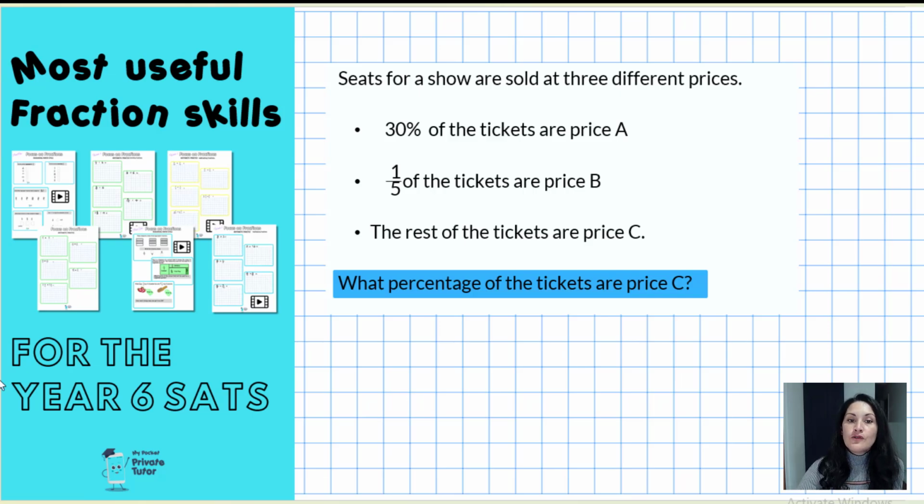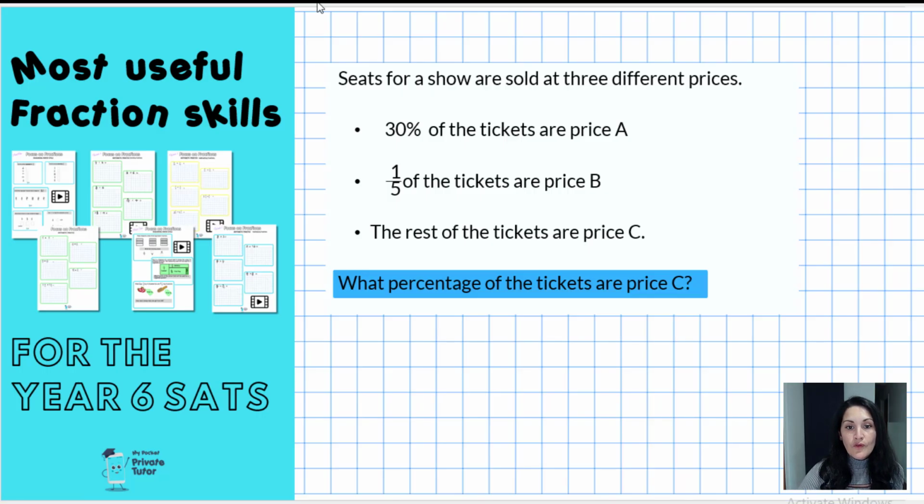Seats for a show are sold at 3 different prices. We've got 30% of the tickets as price A and 1/5 of the tickets are price B. So we've got a percentage and a fraction, and the rest of the tickets are price C, and we need to find the percentage of those tickets at price C. So this is going to involve us figuring out what all the tickets add up to in terms of a percentage or a fraction, and then finding out what is left after we've subtracted 30% and we've subtracted 1/5.